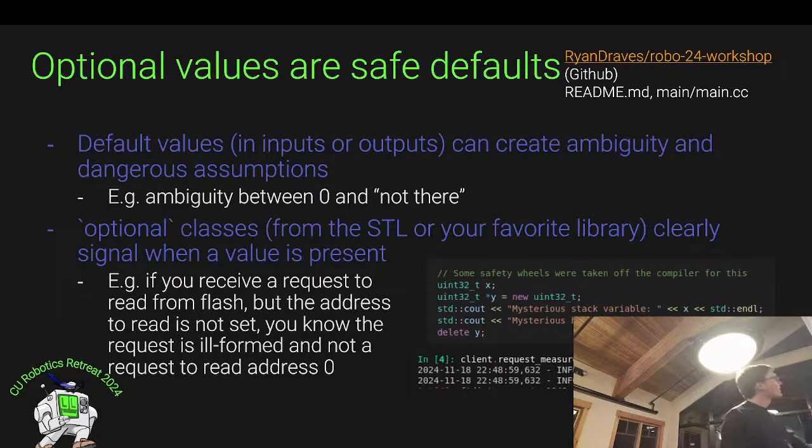And you can see there that there's sort of ambiguity between whether or not a value is defined or whether or not it certainly actually takes on that value. And as you imagine from like a request input into a device, like a request measurement, there's ambiguity between what 0 and not there means. So an optional value, if you look at like an optional class from the standard template library or your other favorite library, would clearly define whether or not something is present or not. So an example might be that if I want to read from Flash at a certain location, and the address is not set in that request method, then it might take on the value 0 by the time it gets serialized and sent to the embedded system. And that would be ill-formed, but it probably wouldn't be too bad.